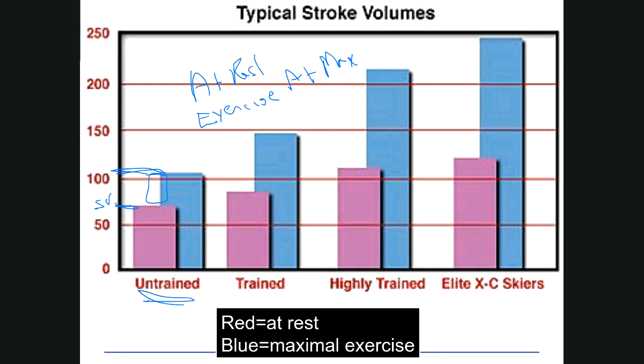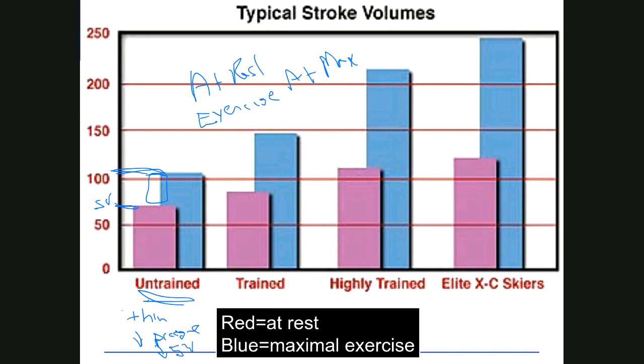Because in an untrained person, the walls of the heart, just like any muscle, if you work it, it gets thicker. So the walls of the heart here are thin. And if they're thin, they cannot produce much pressure. And if you can't squeeze very hard, you can't push out very much blood. So stroke volume is going to be low.